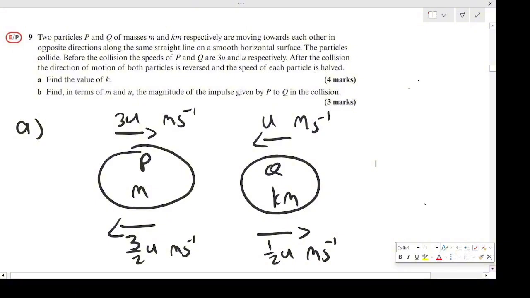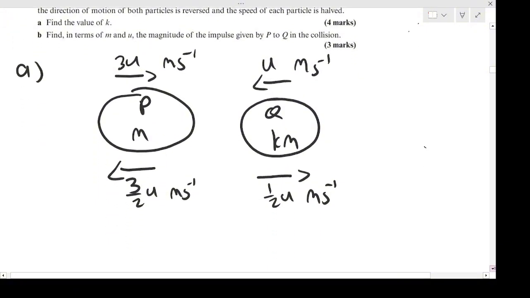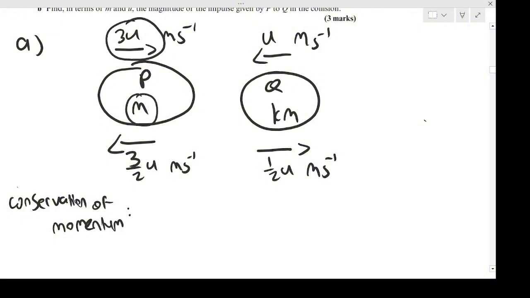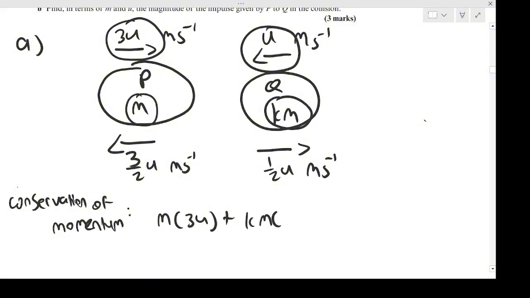So then, I can do conservation of momentum. It's the only thing I really can do here, so I might be able to find k that way. For P, the mass is m, and initially the velocity is 3u, so m lots of 3u. Then for Q, the mass is km, and the velocity is u, but that is going in the negative direction backwards, so we need to do negative u.